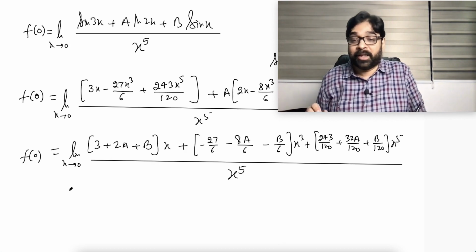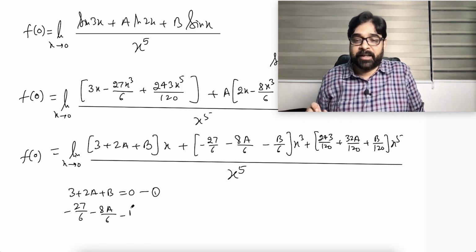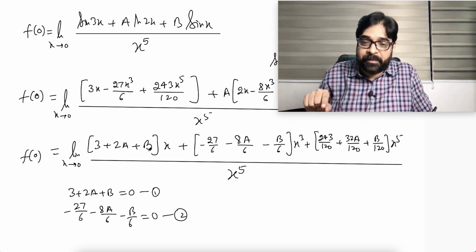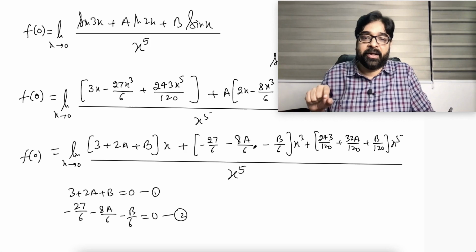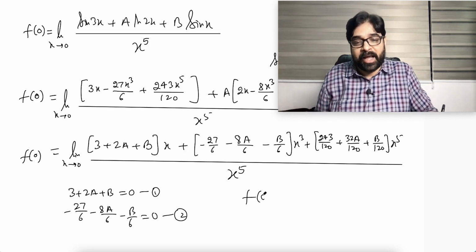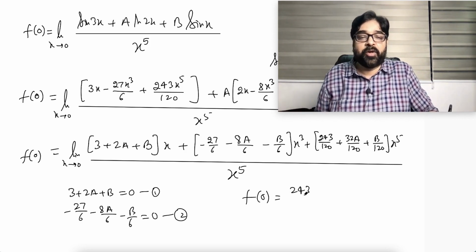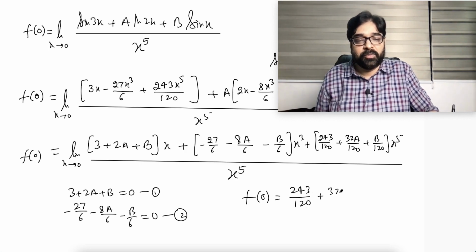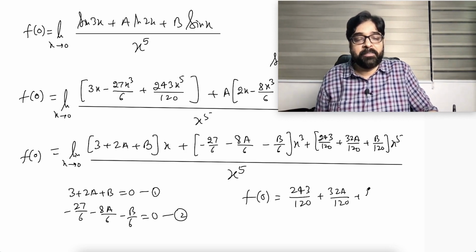Yes or no? So what condition will you say? 3 plus 2a plus b will be equal to 0. First condition. Second condition: minus 27 by 6 minus 8a by 6 minus b by 6 equal to 0. Second condition. And if this is 0, think, this total term becomes 0. So here x power 5 will get cancelled. So this value will come or not. So we'll say f(0) will be equal to 243 by 120 plus 32a by 120 plus b by 120.